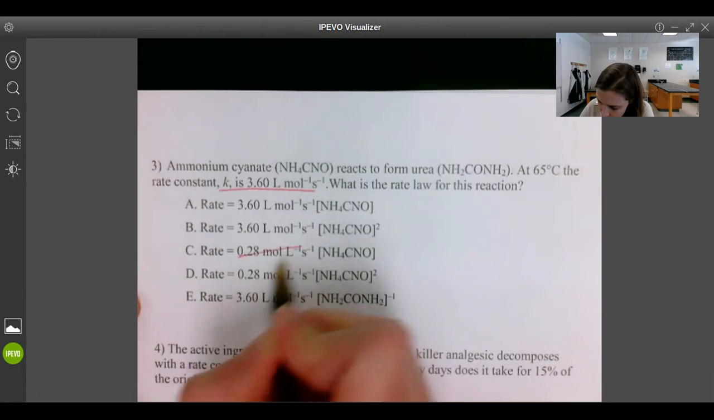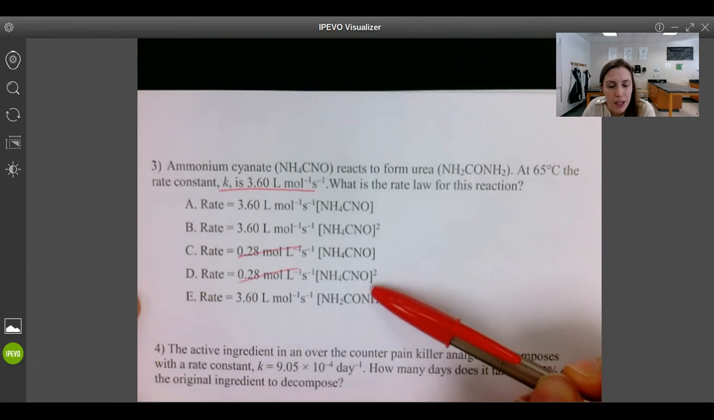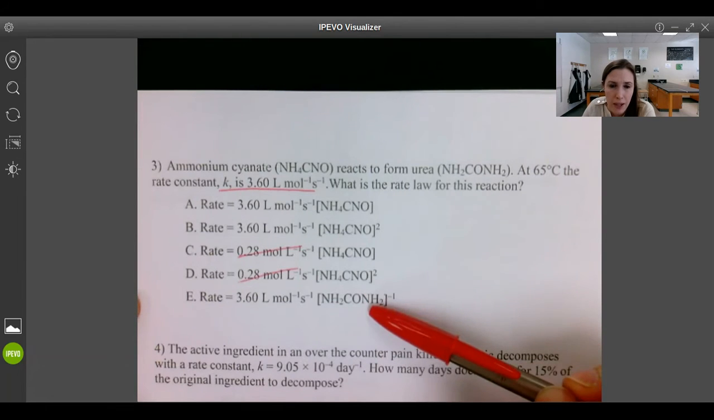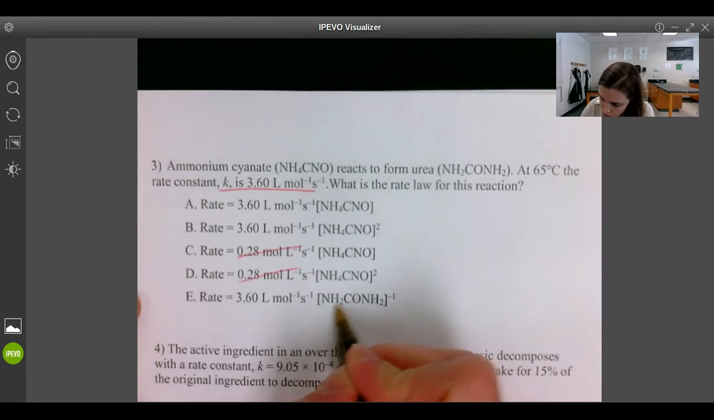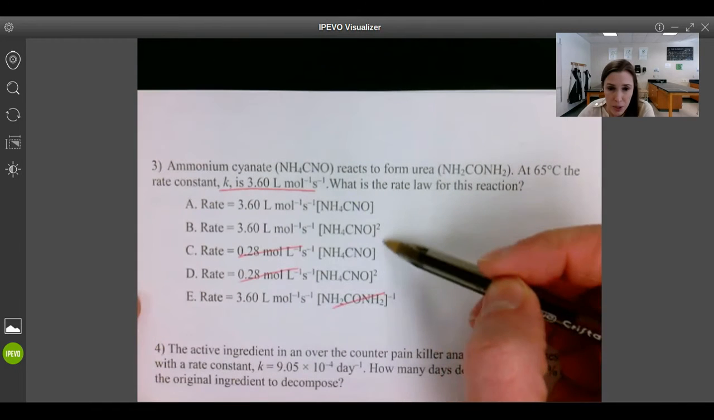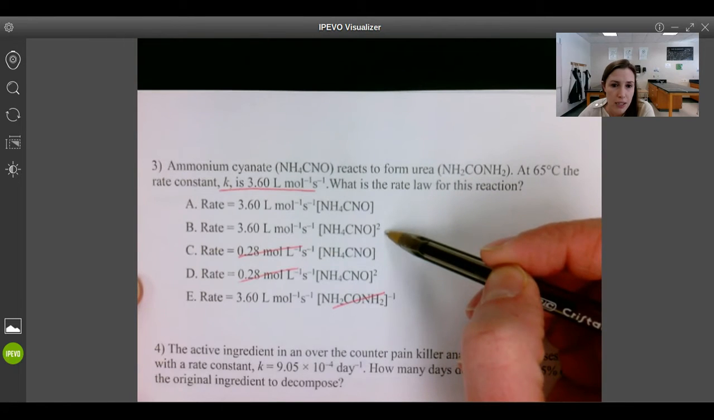So C and D are out of there right off the bat. The other thing is we can get rid of E because we have a product here in the rate law expression, and our rate laws need to be expressed in terms of our reactants. So this one's out. So I'm really just narrowing it down between these two. A is representing a first order, B is representing a second order.